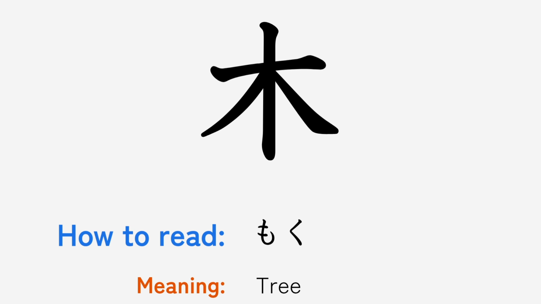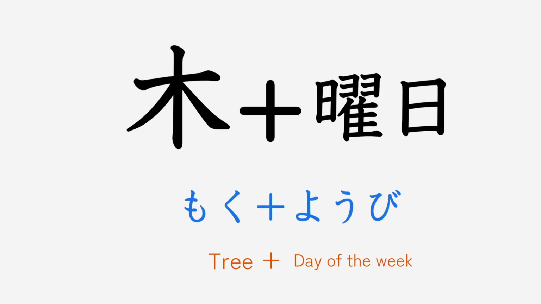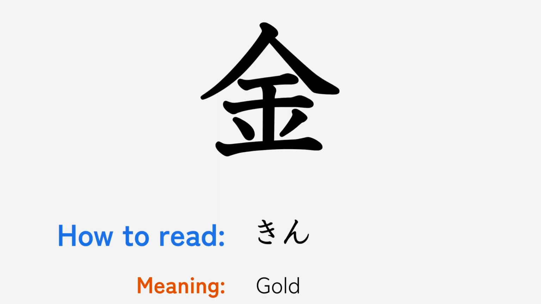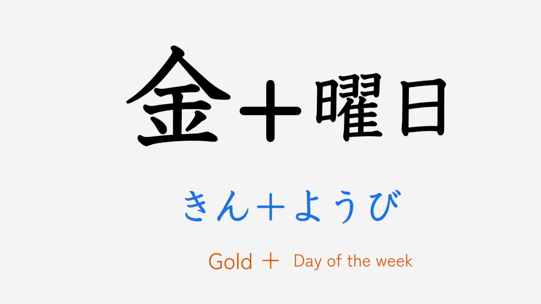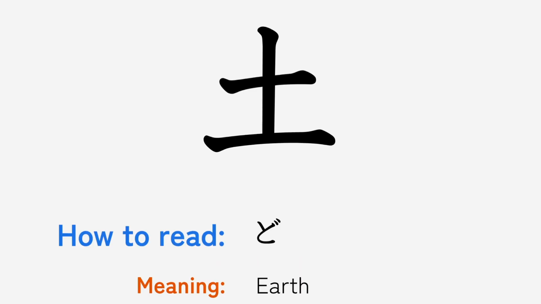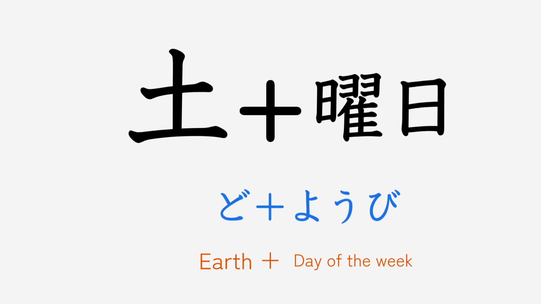Moku is tree. Tree day is 木曜日. Kin is gold. Gold day is 金曜日. Do means soil or earth. Earth day is 土曜日.